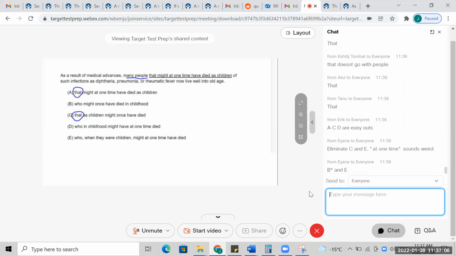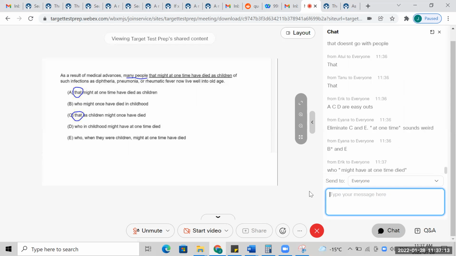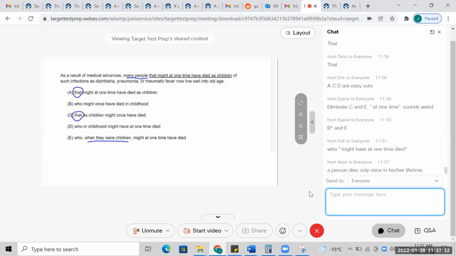We're in a much better position to rock this thing and make sure we don't miss it, because we're down to three choices. Let's go through the rest of these choices, starting with E. And we always read this non-underlined portion. As a result of medical advances, many people who, when they were children, might at one time have died. So I think the key thing we're seeing here is, when they were children, might at one time have died.